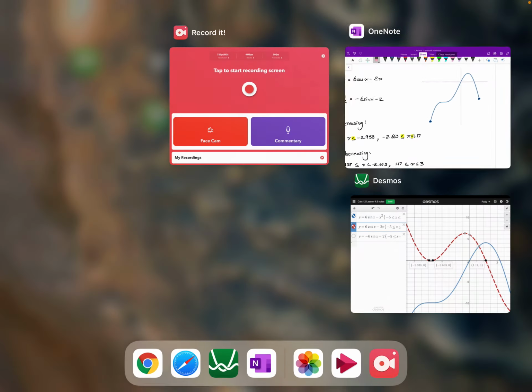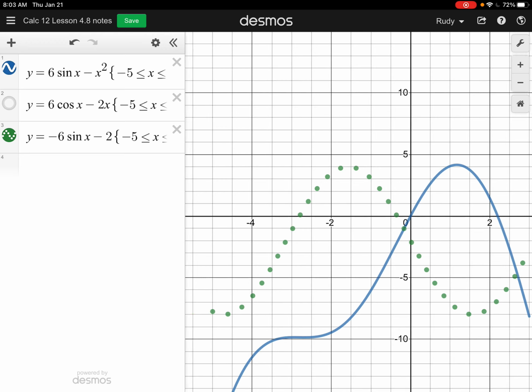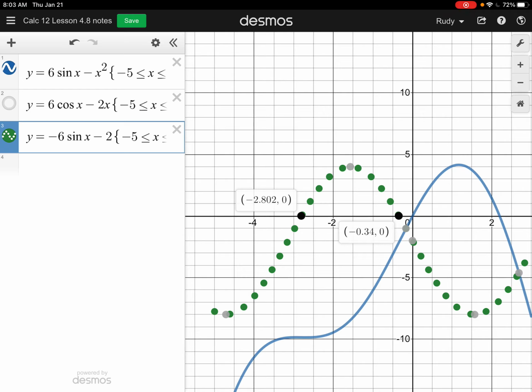I can just go to Desmos, turn off my first derivative, and turn on my second derivative. And so for inflection points, which leads me to concavity, I just need to pay attention to these 2 points here. Those are the only 2 inflection points. And now I know exactly where they are. So I know it's concave up everywhere my second derivative is positive, so between negative 2.802 and negative 0.34. And I know it's concave down everywhere else.